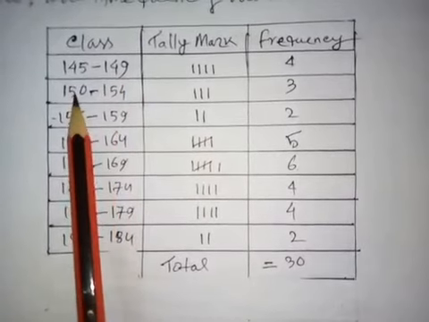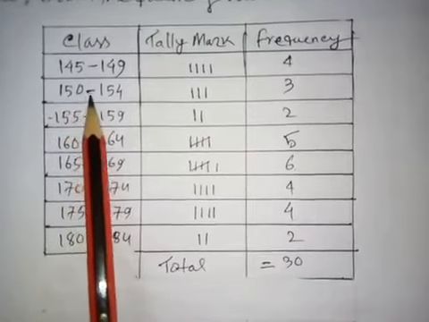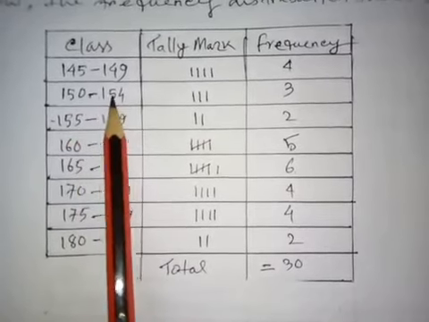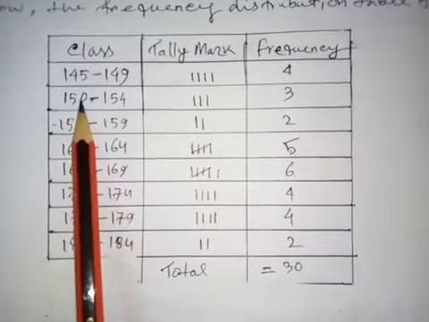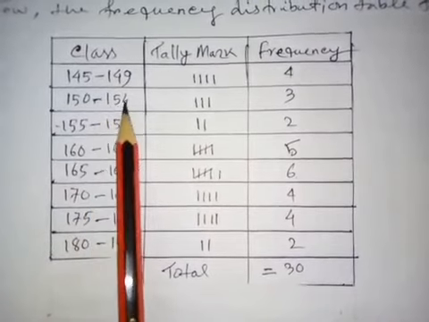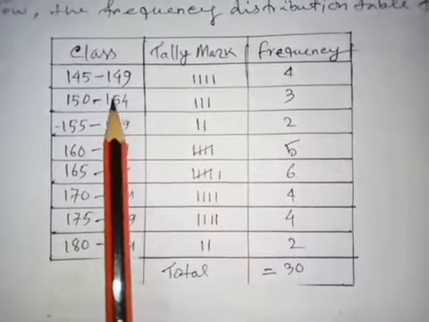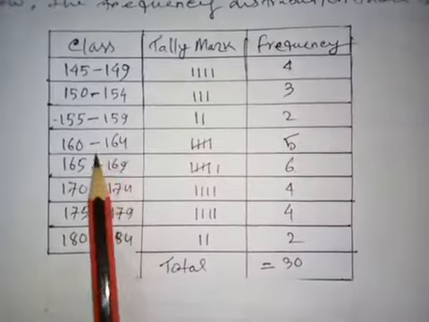The next class lower limit, or next class start, will be from 150. Then again this class can include 5 data. That means you can start like this: 150, 151, 152, 153, 154. So when it is 154, then all 5 data will be included. Then the second class will be 150 to 154. Like this way you can get all the classes.